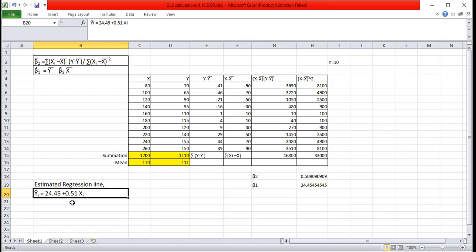OLS principle: choose beta 1 hat, beta 2 hat such that the residual sum of squares is minimized. Then we saw that this is very easy. We know calculus. We take partial derivatives of the residual sum of squares with respect to beta 1 hat and beta 2 hat. Then we got two equations and two unknowns, beta 1 hat and beta 2 hat. You solve simultaneously and you end up with these nice formulas. Beta 2 hat equals summation (xi minus x bar)(yi minus y bar) divided by summation (xi minus x bar) whole squared. Beta 1 hat equals y bar minus beta 2 hat x bar.